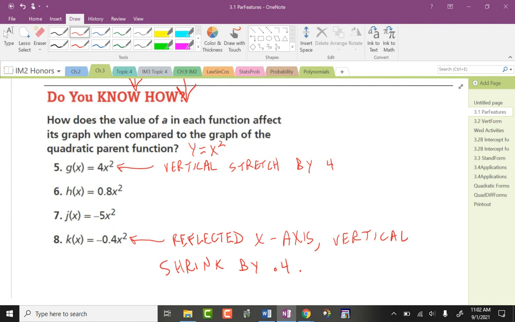Skipping to 8, we have a negative. So it's reflected over the x-axis. If you put flipped, I wouldn't be mad. 0.4 is a vertical shrink. It's pulled towards the x-axis. That's what shrink means.